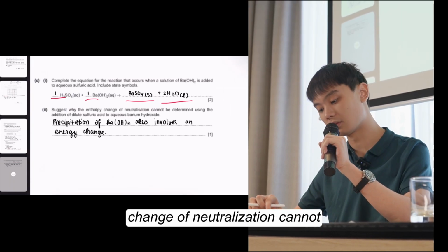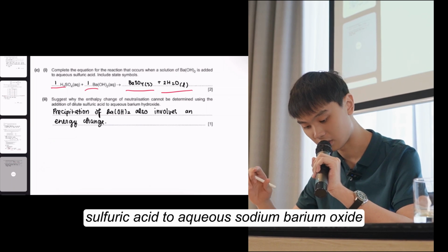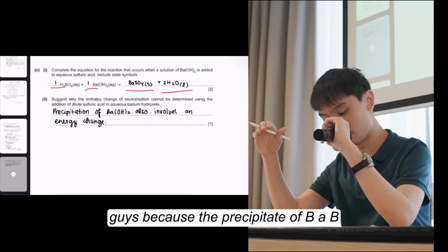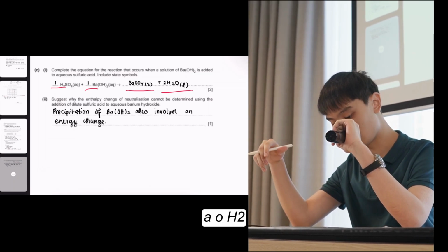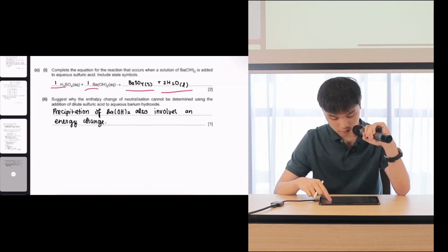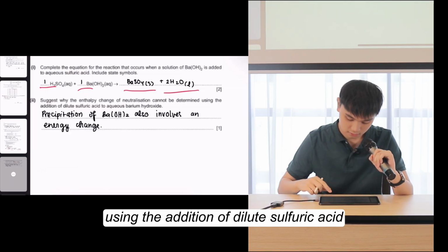Suggest why the enthalpy change of neutralization cannot be determined using the addition of dilute sulfuric acid to aqueous barium hydroxide. Because the precipitate of BaSO4 also involves an energy change. So it cannot be directly determined using the addition of dilute sulfuric acid.